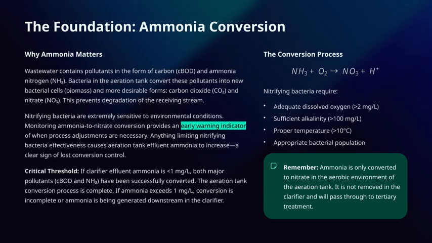They require adequate dissolved oxygen, more than 2 mg per liter, and sufficient alkalinity, over 100 mg per liter. Temperature is also key. Above 10 degrees C is ideal for bacterial activity. And of course, they need the right bacterial population to carry out the process efficiently. Remember, ammonia is only converted to nitrate in the aerobic, or oxygen-rich, environment of the aeration tank. It's important to note that this process doesn't happen in the clarifier. Ammonia can pass through to tertiary treatment if it's not fully converted. So, understanding and maintaining these conditions ensures our treatment process stays effective and environmentally safe.